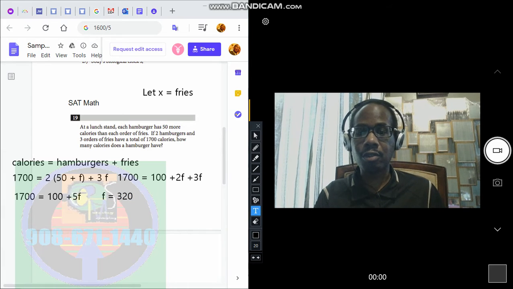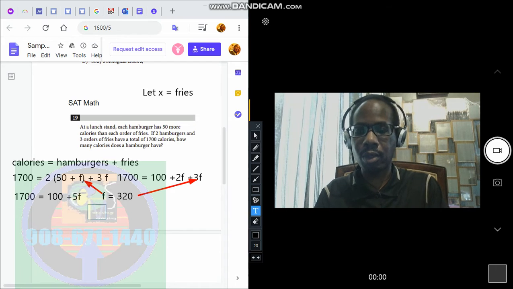Now that's just for the fries. What we need is the actual hamburgers. So that would be right here. So we would have to plug into that. For every F you see for hamburgers, you would put in 320.